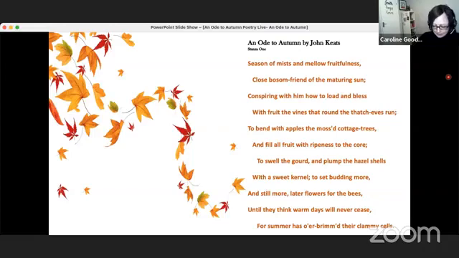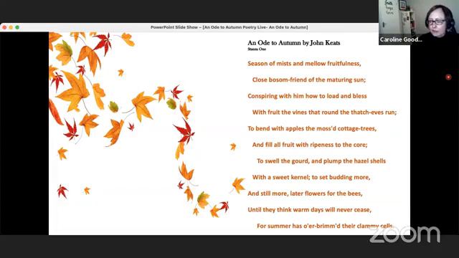Brilliant. Okay, so let's move on. Now what we're going to do is read this poem that we're focusing on today, An Ode to Autumn by John Keats. It's a very famous poem and, in my opinion, you may disagree, a very beautiful poem. Okay, so An Ode to Autumn by John Keats, stanza 1.